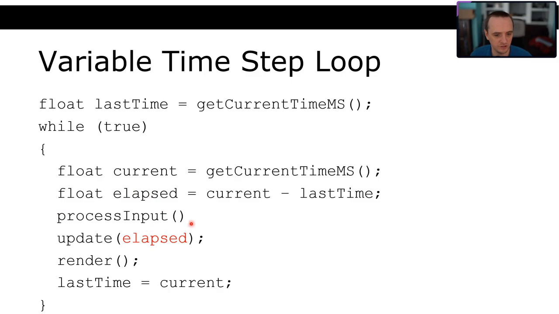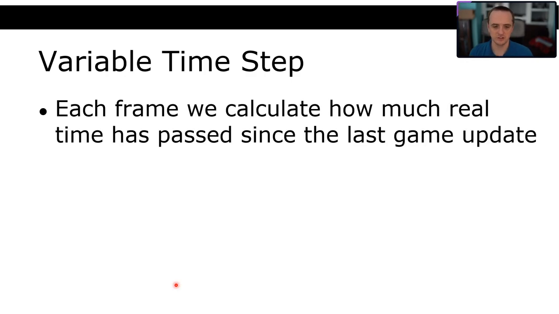Then we're going to process user input. And then now, instead of just calling update, we're going to pass in the amount of time that elapsed on the previous frame. And then we're going to render. And then at the very end, we say last time equals current. And so what this does is the following. Each frame, we're going to calculate how much real time has passed since the last game update.